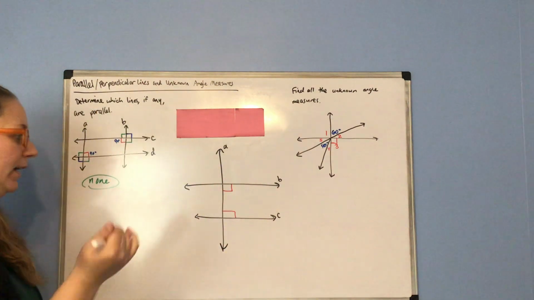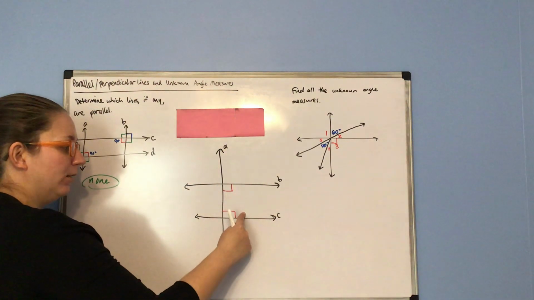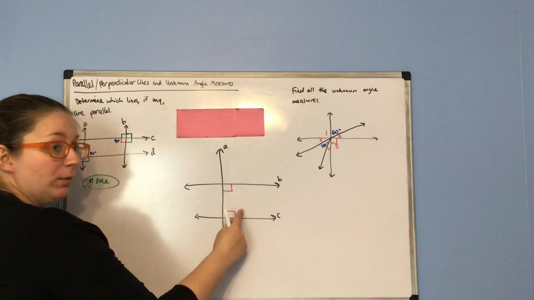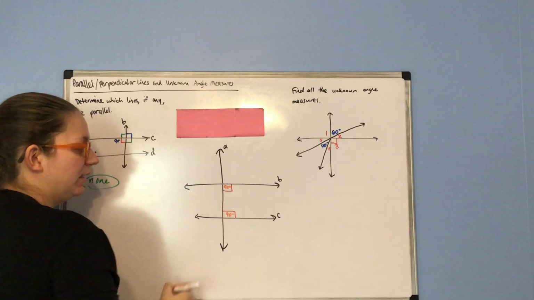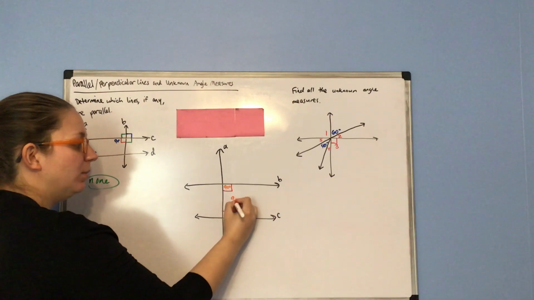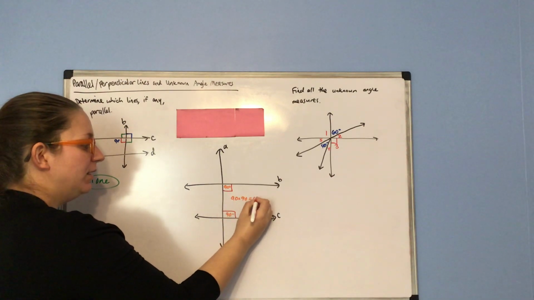So I have a right angle here. I have a right angle here. Right angles are always congruent to each other. So this is 90 degrees and this is 90 degrees. 90 plus 90 gives me 180 degrees.